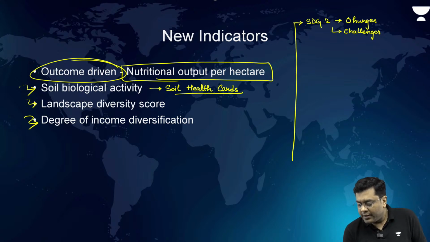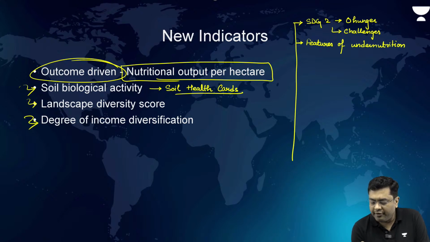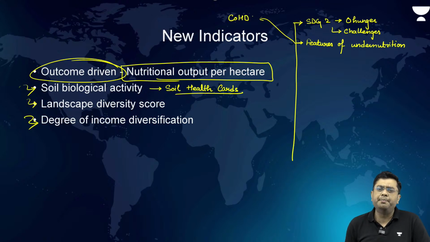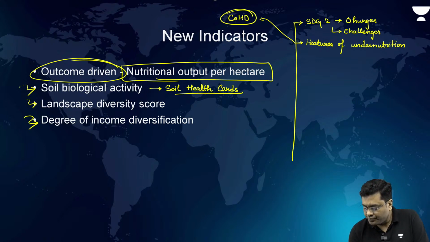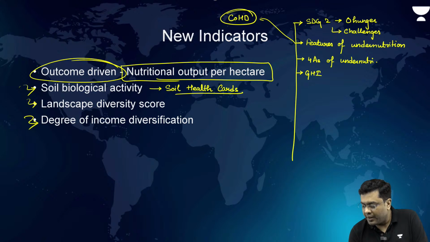Then we studied the features of undernutrition, the biases which are present, and we substantiated this with the cost of a healthy diet in purchasing power parity dollar terms. Then we observed the 4 A's of undernutrition. Then we studied what we need to attain food security and how we measure undernutrition with the help of the Global Hunger Index, the 4 parameters that are relevant for your prelims.